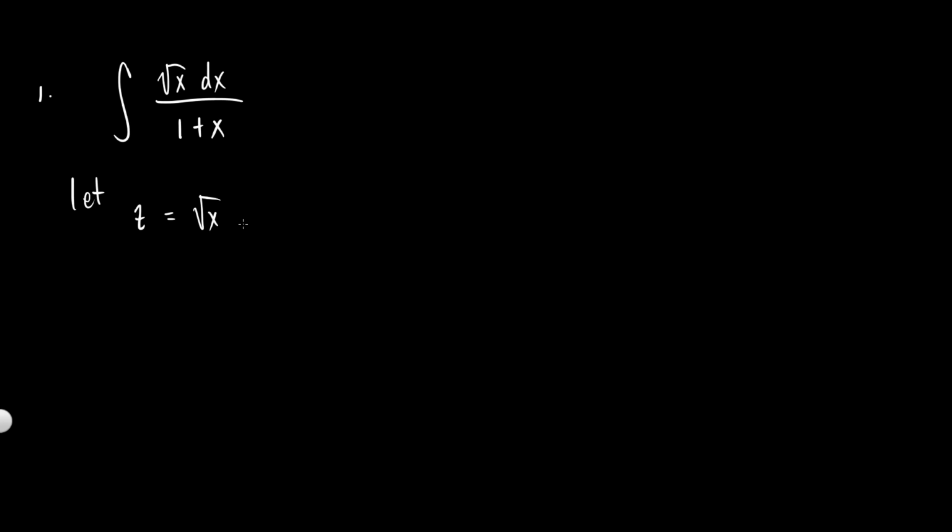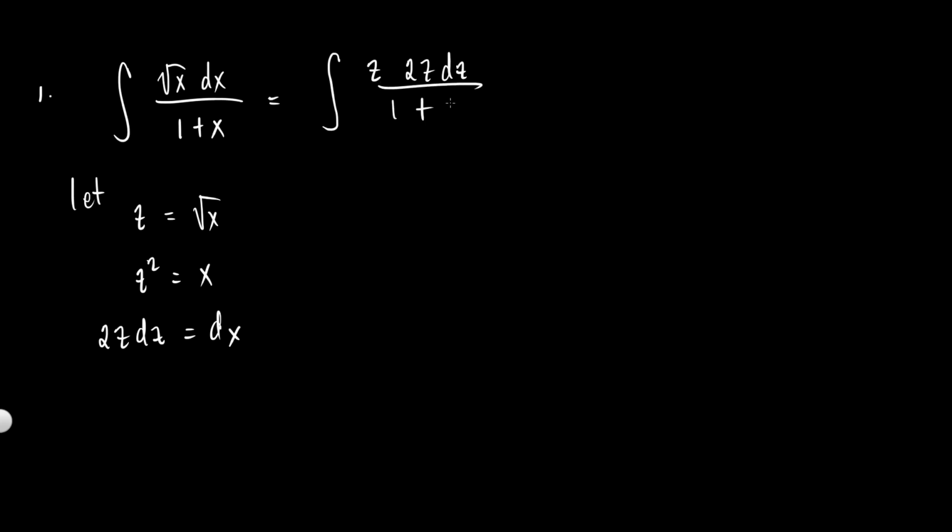If I square both sides, z squared equals x. Differentiating, we have 2z dz equals dx. Then going back here, this is equal to the integral of, substitute, square root of x is equal to z, dx is 2z dz over 1 plus x, and x is z squared. So this is now equal to 2 times the integral of z squared dz over 1 plus z squared.